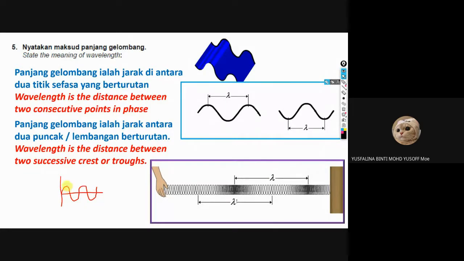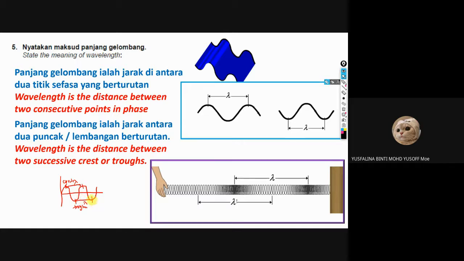This is called the crest, and this one is called the trough. If you want to find the wavelength, it should be from crest to crest. So this is the lambda. Lambda is actually the wavelength, or from trough to trough here, this one is also called lambda. So this is for the transverse wave.